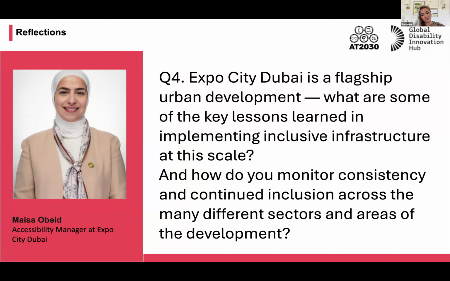as somebody who has a very broad amount of experience and who is working on a project that's really a flagship of urban development and a really good example, the question I pose to you is, Expo City Dubai is a flagship urban development. What are some of the key lessons learned in implementing inclusive infrastructure at this scale, and how do you monitor consistency and continued inclusion across many sectors and areas of development?